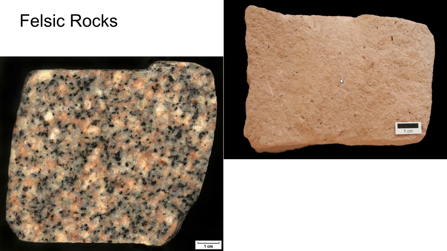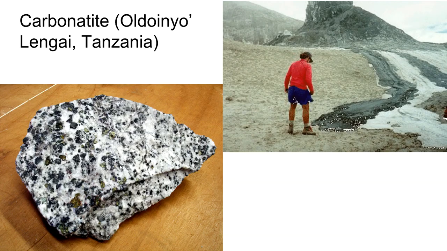Felsic rocks, likewise, you can see the connection here between these two. This is a rhyolite, and this erupted out of a volcano, so extrusively, and then this is a granite, so it cooled within the ground and has larger crystals.